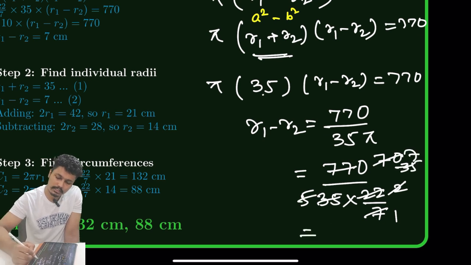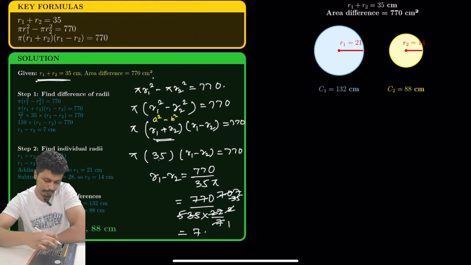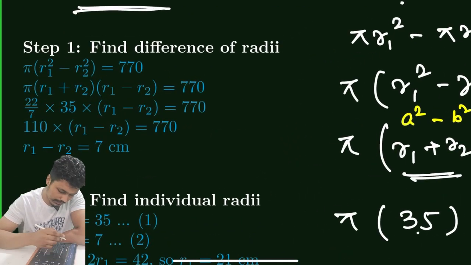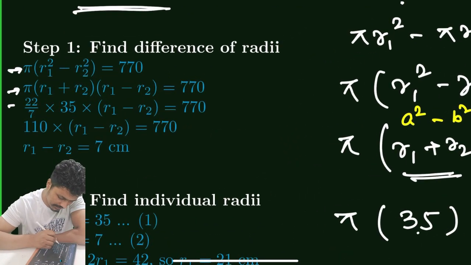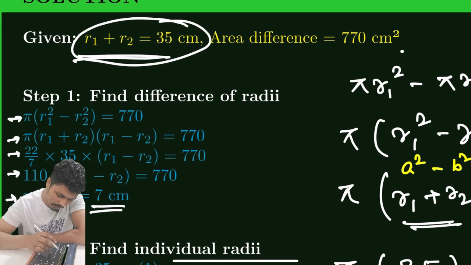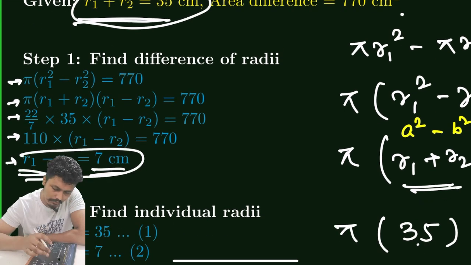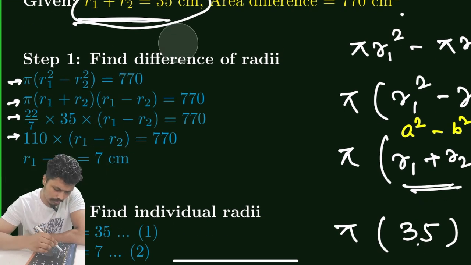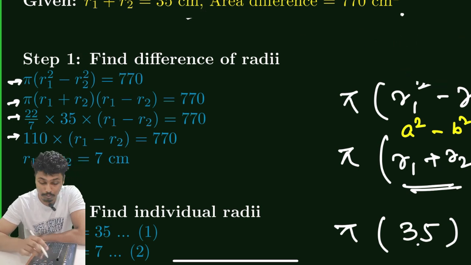So if I cancel all this, I'll get 7. Look here, I have already calculated all these steps, and I got r1 minus r2 to be 7 centimeter. We know r1 plus r2 is 35, and we got r1 minus r2 is 7 centimeter. Now I can solve these two equations.